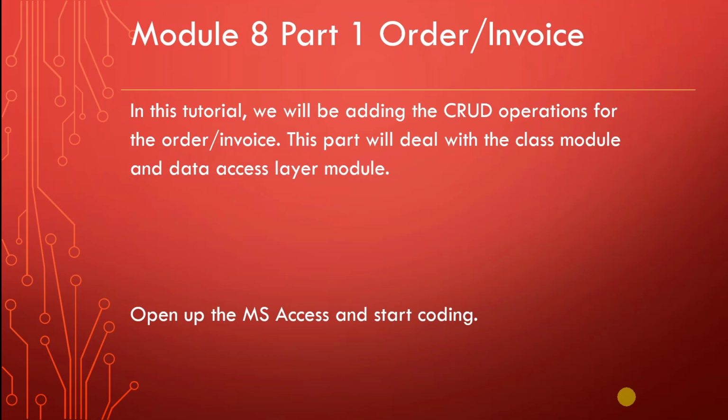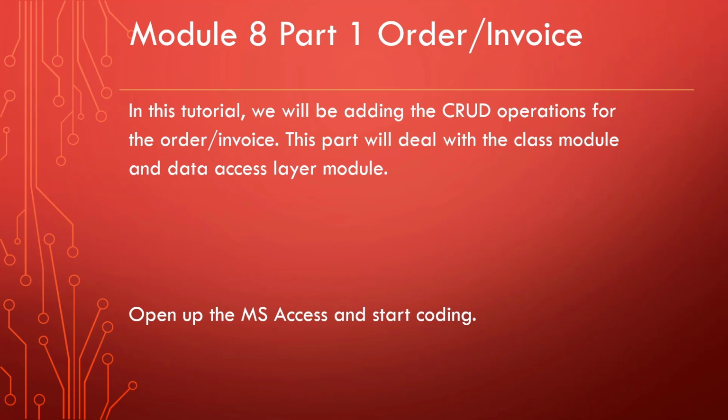We will be adding the CRUD operations for the order. This part will deal with the class module and data access layer module. This part is a bit long, a little over 2 hours. It is necessary that we create objects and types and functions and methods to work for the order and invoice. So if you're here to learn, I am sure you won't mind following along. You will learn a lot from troubleshooting, designing, and thinking. So let's open up our Access and start coding.